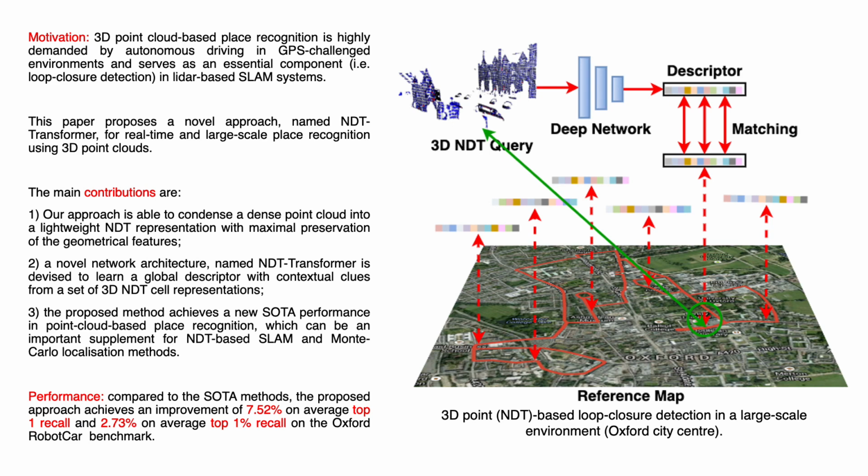The main contributions are: our approach is able to condense a dense point cloud into a lightweight NDT representation with maximal preservation of geometrical features. Secondly, we proposed a novel network architecture named NDT-Transformer, which is devised to learn a global descriptor with contextual clues from a set of 3D NDT cell representations. Thirdly, the proposed approach achieves a new state-of-the-art performance in point cloud-based place recognition, which can be an important supplement for NDT-based SLAM or Monte Carlo localization.